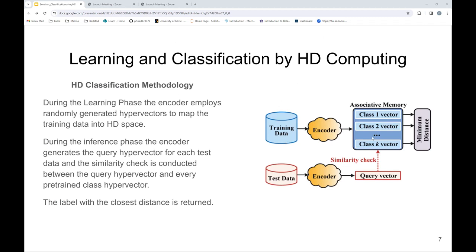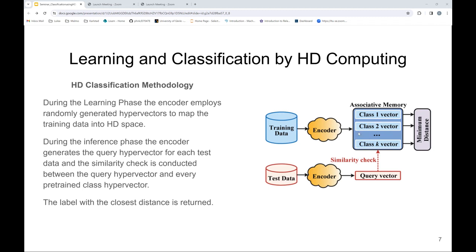This is the system diagram for classification tasks using HD computing. During the learning phase, the encoder employs randomly generated hypervectors to map the training data into HD space. Then a total of k class hypervectors are trained and stored in the associative memory.